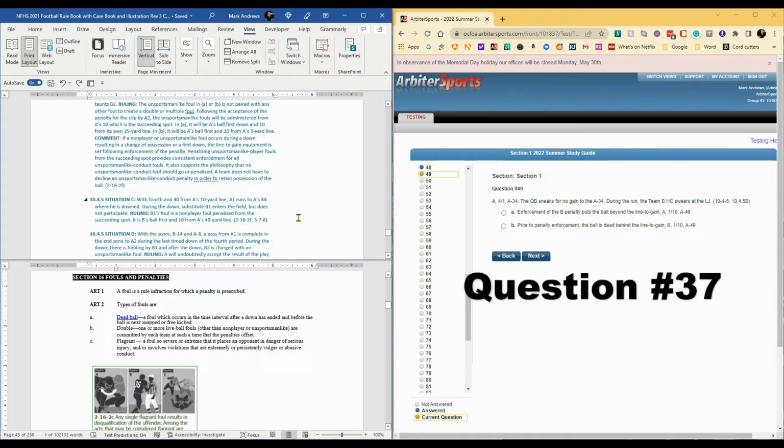So they penalized B for the, it's basically an illegal substitution foul, but it's a non-player foul. And don't worry about it, non-player. So anyway, in this case, they're going to get the ball after the enforcement of the penalty. B is. Oh, I hope that's clear as mud. Okay, so the answer is B.